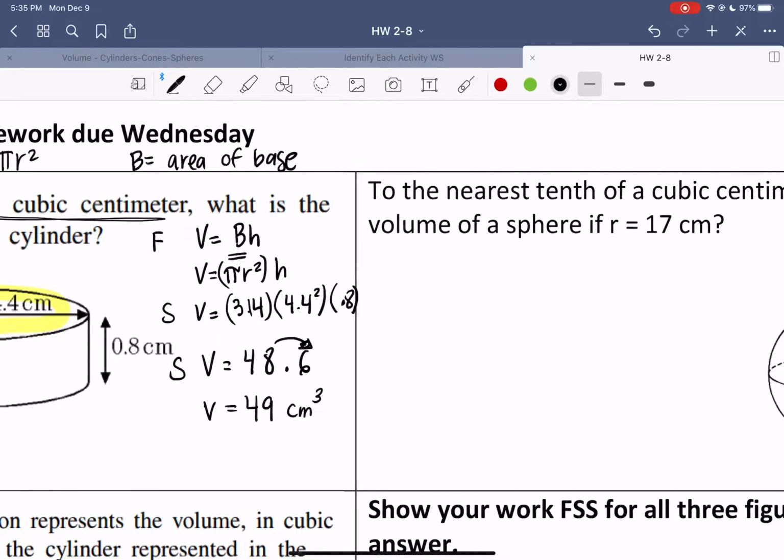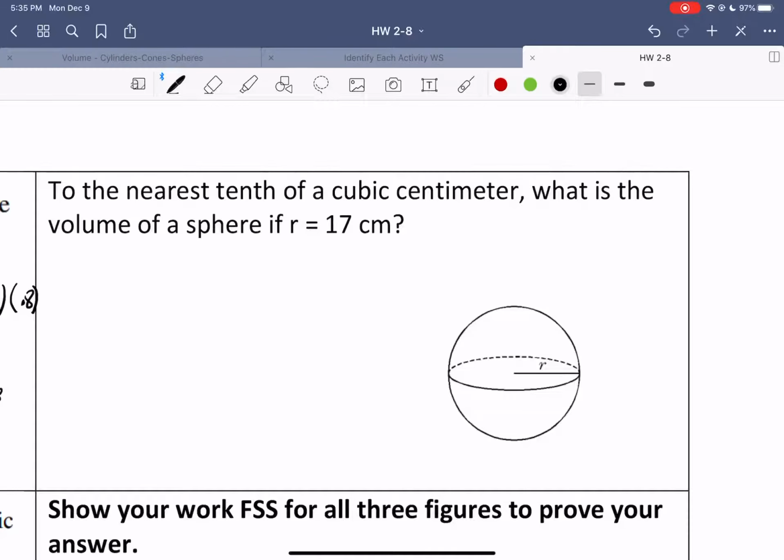Going on. Again, to the nearest tenth of a cubic centimeter, what is the volume of a sphere if our radius is 17 centimeters? I'm going to go ahead and write that in right there. Our formula for this is volume equals 4/3 pi r cubed. When we substitute here, we're going to have volume equals 4/3 times 3.14 times 17 cubed.